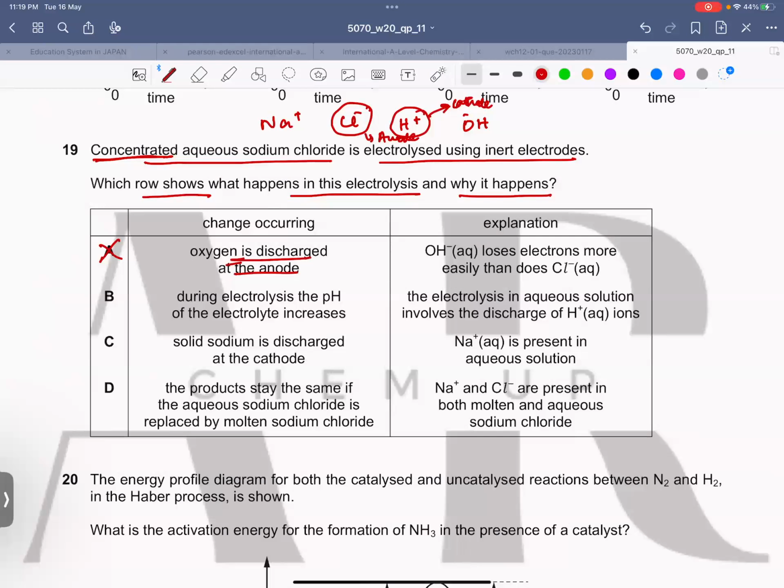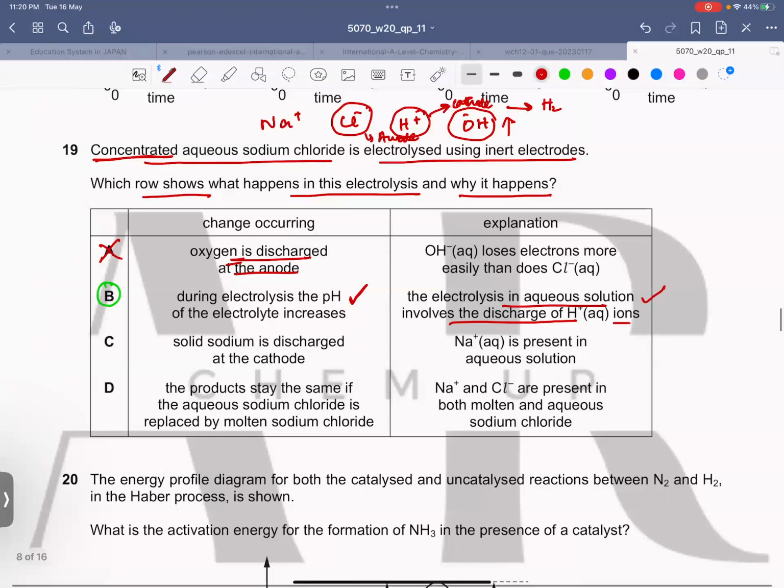The pH of the electrolyte increases. Is B correct or wrong? Sir, it can be correct. Yes, because hydrogen ion gets reduced at the cathode and forms hydrogen gas. So the solution would have a relatively higher concentration of hydroxide ions, which leads to an increase in the pH. So it is correct. The electrolysis in aqueous solution involves the discharge of hydrogen ions. Yes, that's what I have explained. So the explanation is also correct, so option B is the correct one.